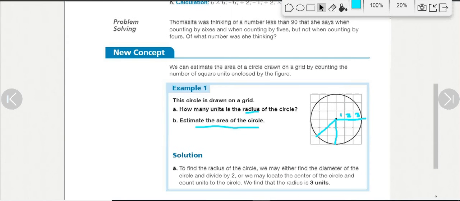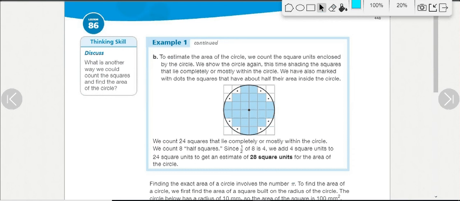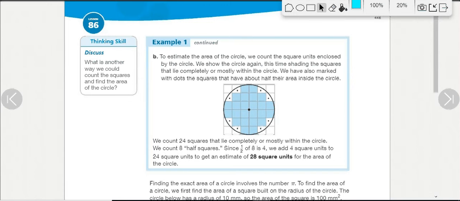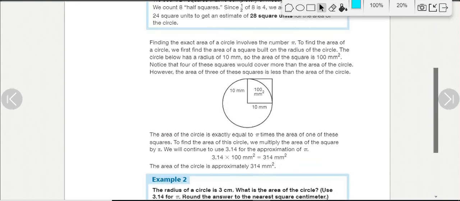We could do that by counting up boxes, I guess. And you would estimate, count all the boxes that are either completely inside or mostly inside, and then try to put together all the half boxes, the units, and put all that together, you get about 28 square units. Don't forget it's square because it's area.